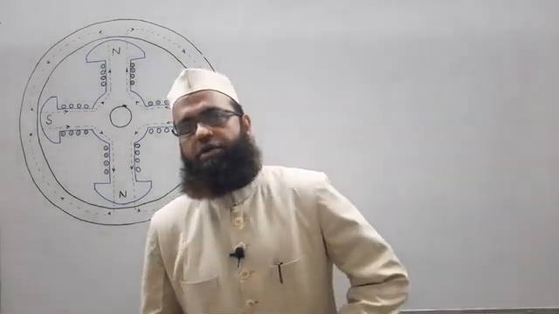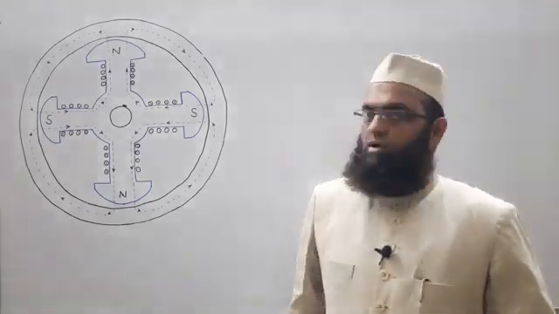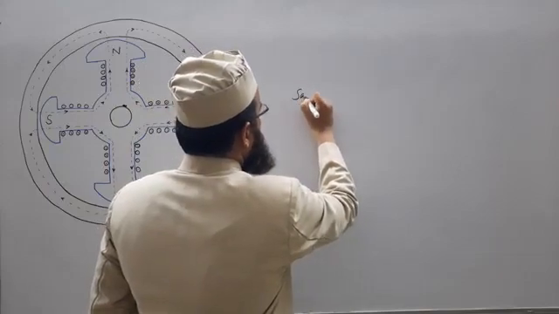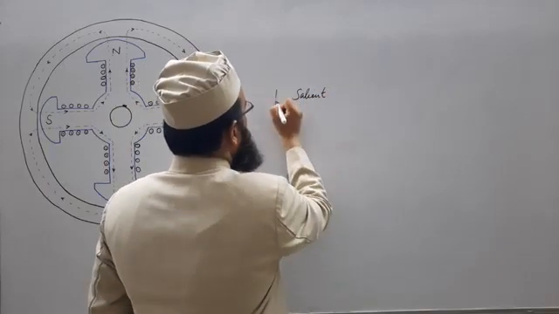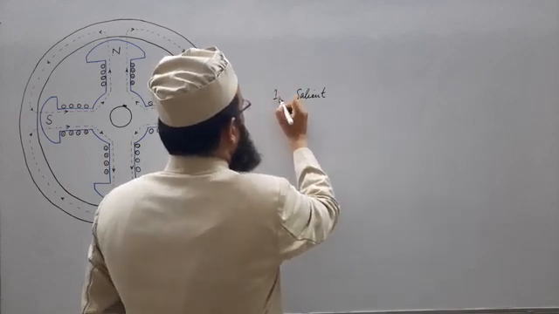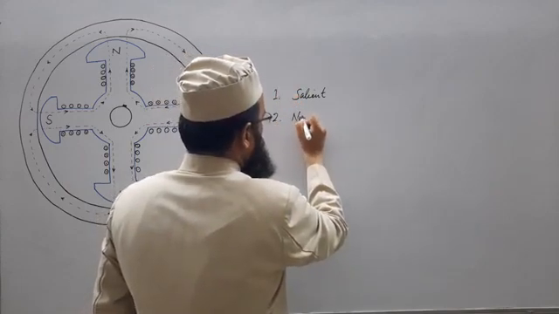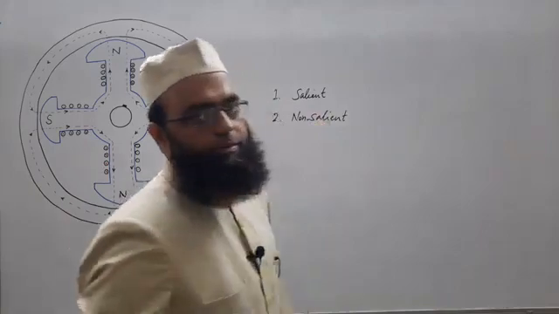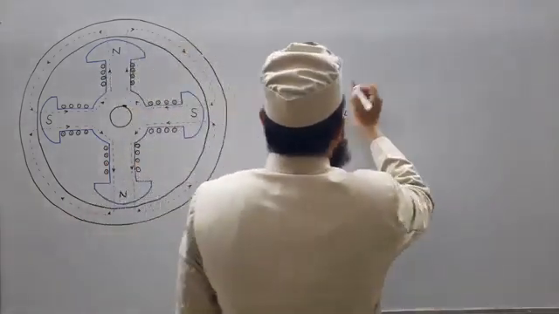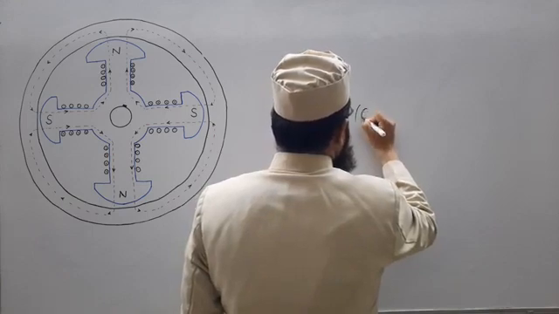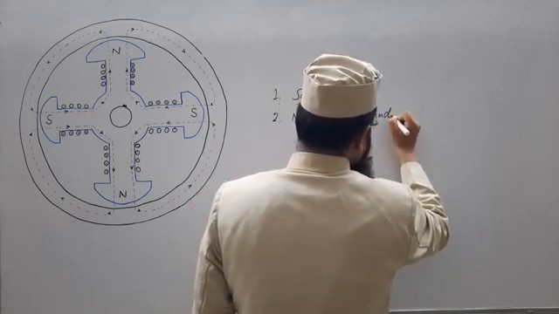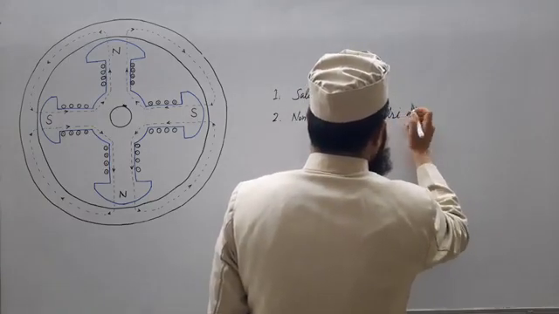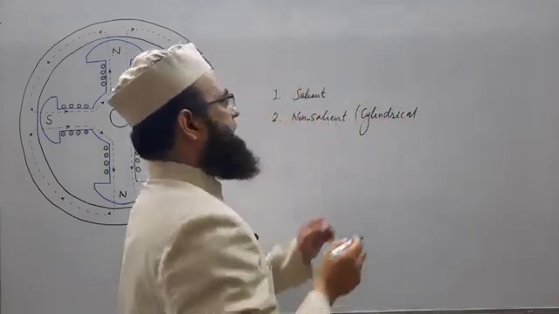Dear students, today we will discuss rotor of synchronous machines. So basically we have two types of rotors used in synchronous machine. One is salient type rotor and another one is non-salient. Salient type rotor is also known as cylindrical rotor, non-salient rotor or cylindrical rotor.